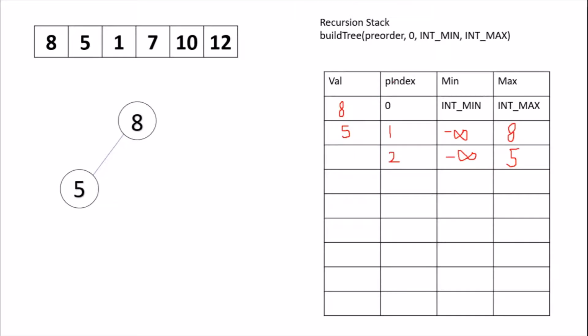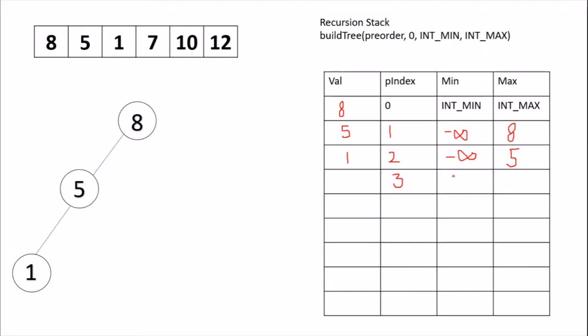And the value at p index is 1. We check if 1 is in this range. Yes, it is in this range. We make 1 the left child of 5. Now again we go into recursion for 1 to its left subtree. So p index is now 3.